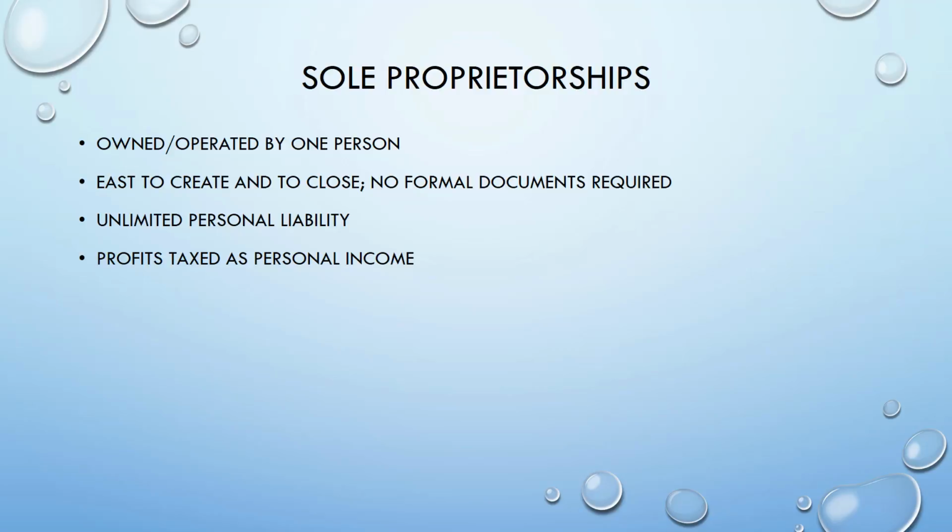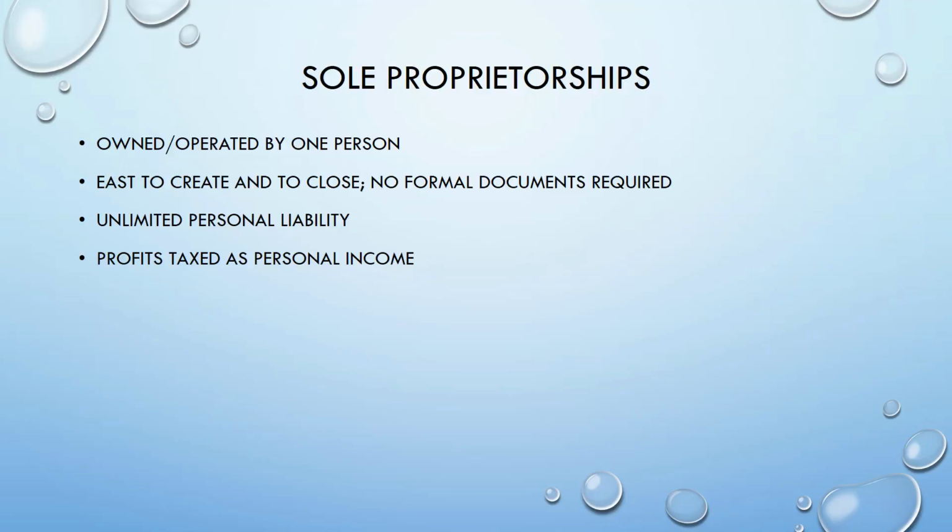The downside to the sole proprietorship is that you have unlimited personal liability. So if you were to be sued in the course of your business, not only would the business assets be at stake, but so would your personal assets, your own home, your car, your bank accounts. Of course, you would have some insurance to hopefully offset some of that liability, but still that risk is out there. With the sole proprietorship, profits are taxed as personal income, and you would just report that on Schedule C of your tax return.